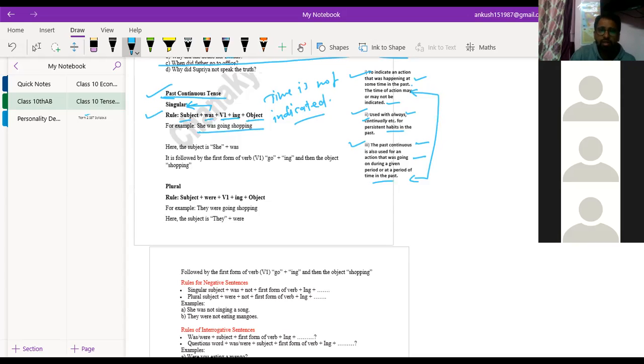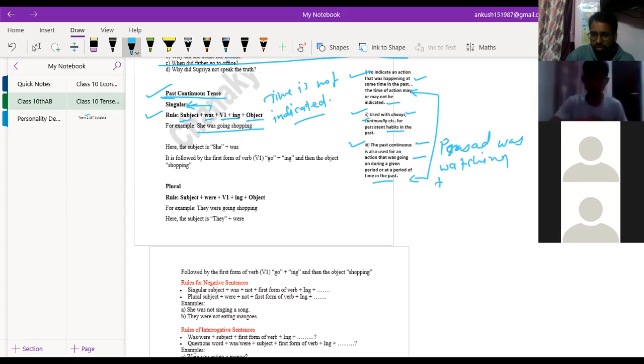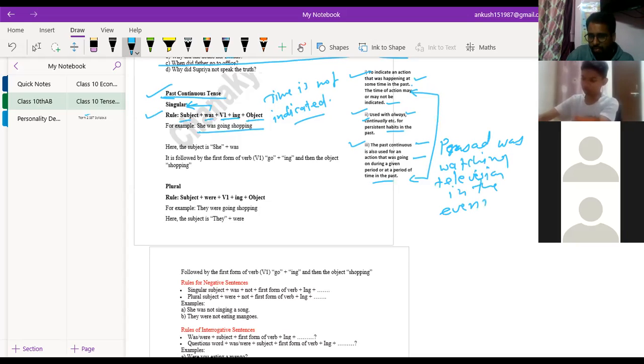Some sentences like: Prasad was watching television in the evening. Are you getting this sentence? Prasad was watching television in the evening. Is the time referred here? What was the time? In the evening. No.